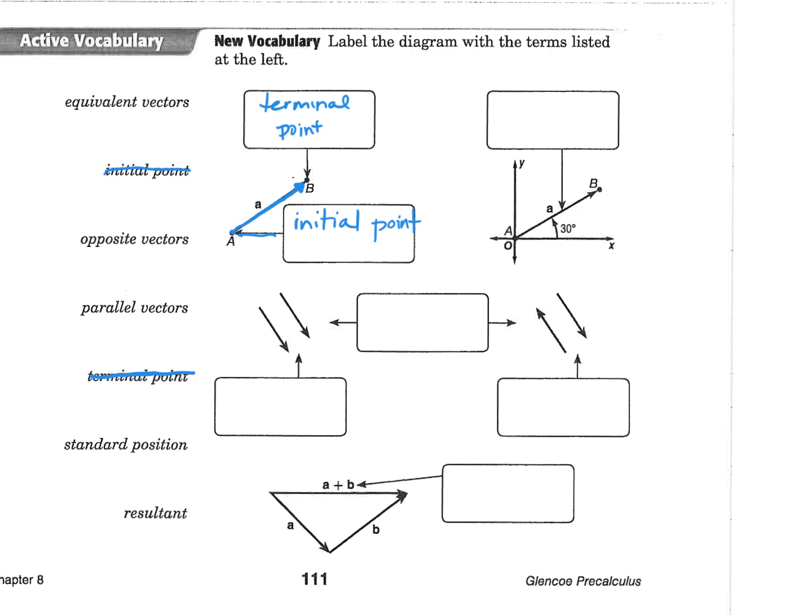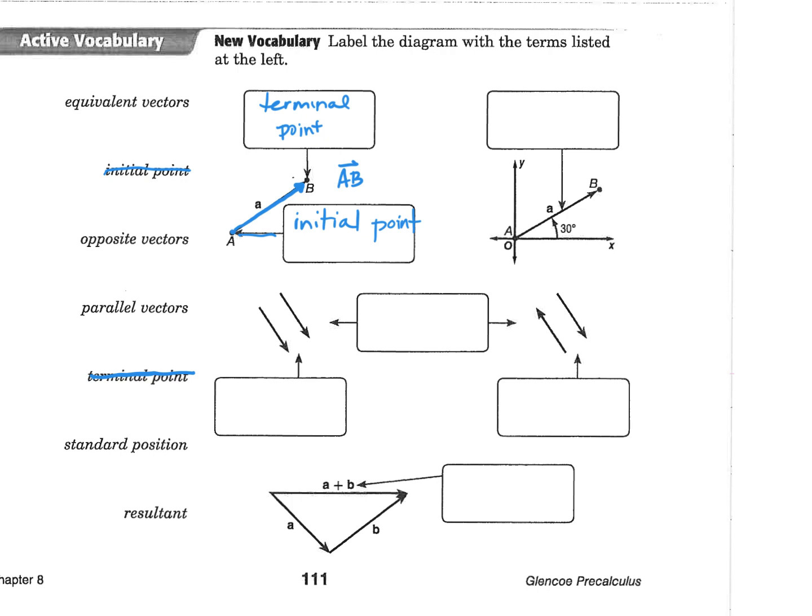We call this vector right here vector AB with an arrow on top. Okay? It is not a ray. It does have a beginning and an end, but it does have an arrow on the top, okay? Now, moving on to the next chunk.